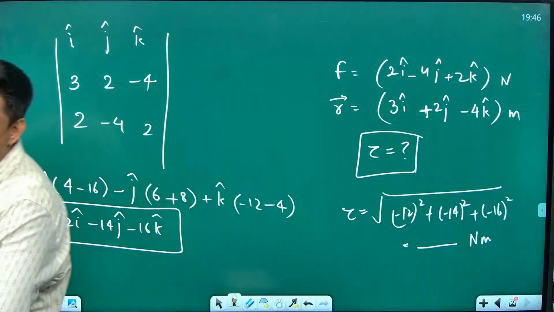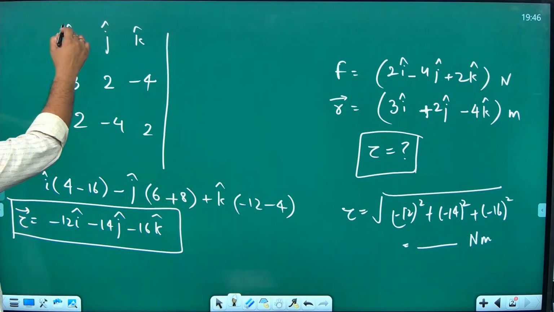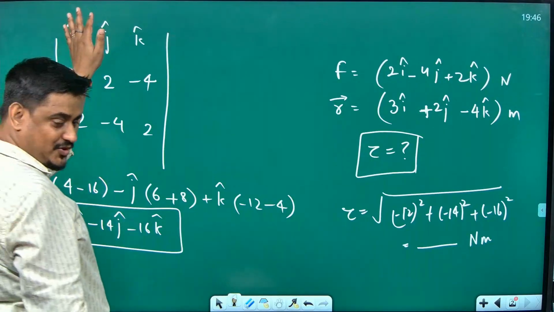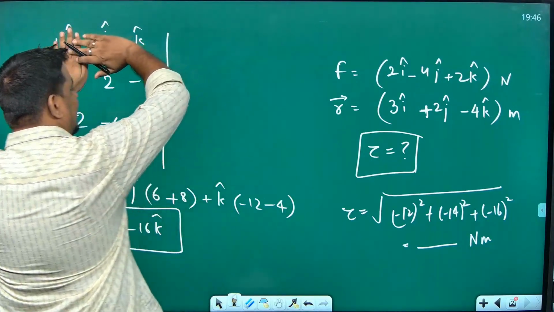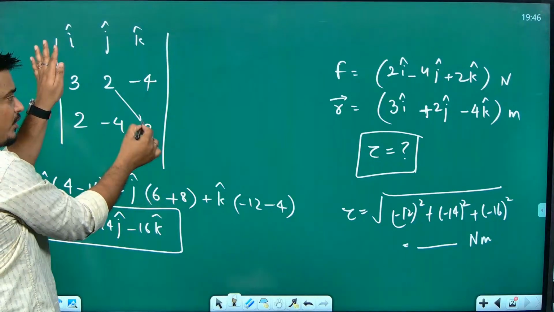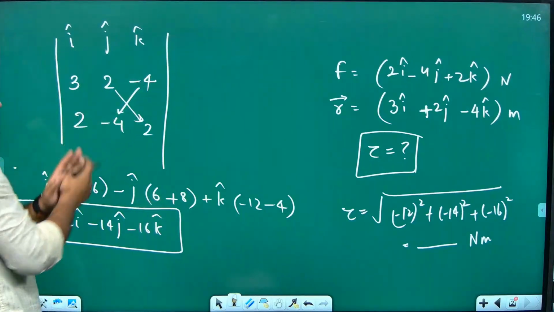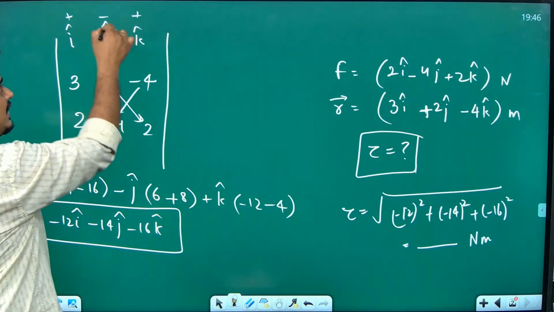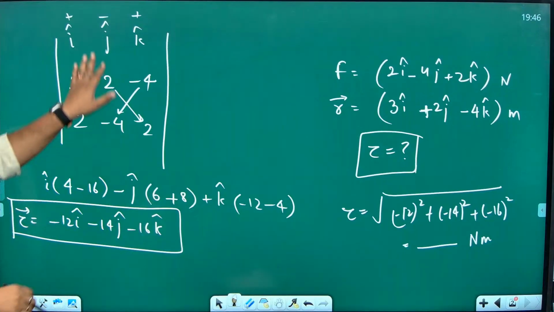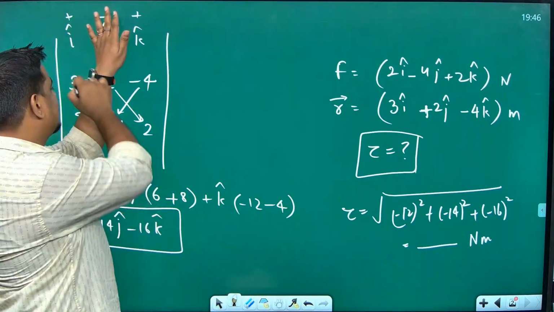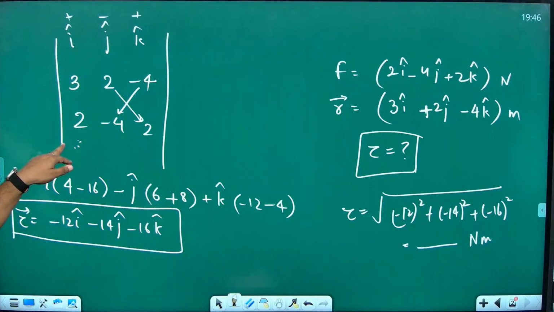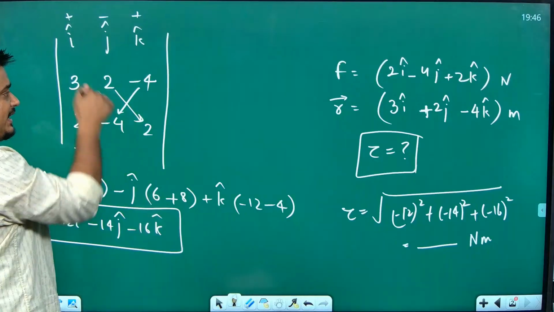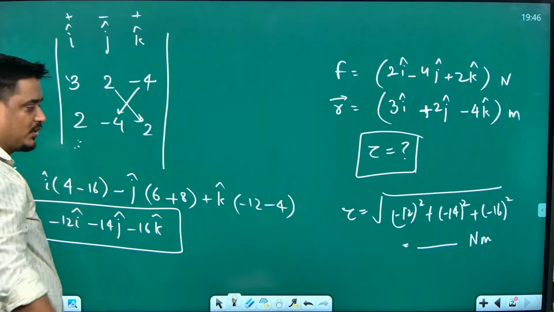The determinant method says that if you take i cap, you should hide this and you should hide this. Then what will happen? 2 into 2 will become 4, minus 4 into minus 4 will become 16. Then this is plus, this is minus, this is plus. So then you write minus j cap. Then you will hide this. What comes? 6 minus of minus 8. 6 minus minus will become plus 8. Then I will hide k. It will become minus 12, minus 4. So it became minus 16.